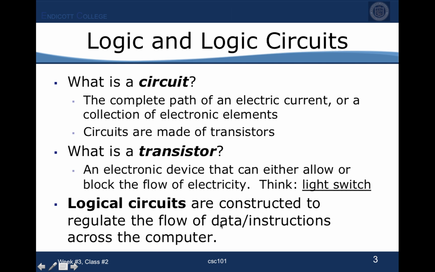Okay, so that's just a general idea of an electrical circuit. When we're trying to say what these circuits do to regulate the computer and regulate the actions of the computer, we might call them logical circuits.